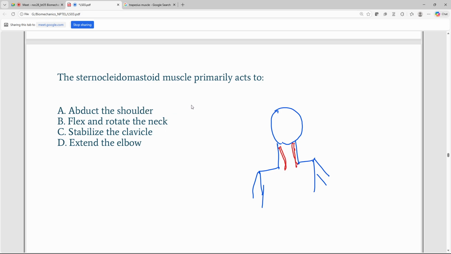The sternocleidomastoid muscles are muscles in the neck, and if you remember that, the only option related to the neck is option B, flex and rotate the neck. Abducting the shoulders involves two sets of muscles, the deltoid and another, and the elbow is far below the sternum. This particular set of muscles is in the neck. So the answer is option B, flex and rotate the neck.